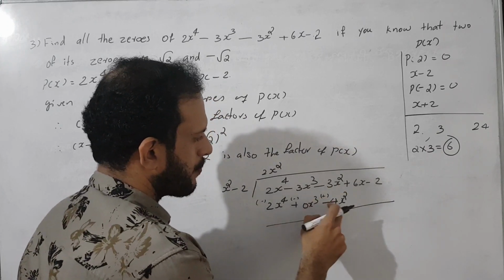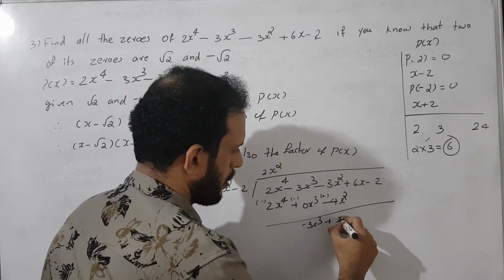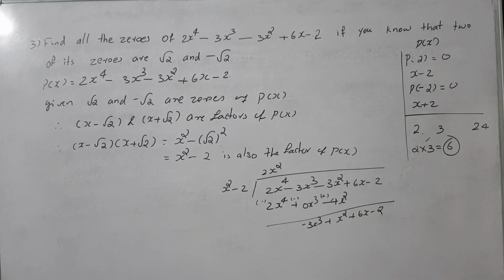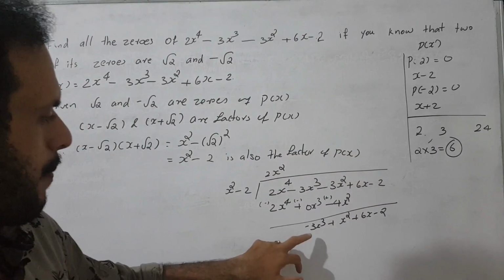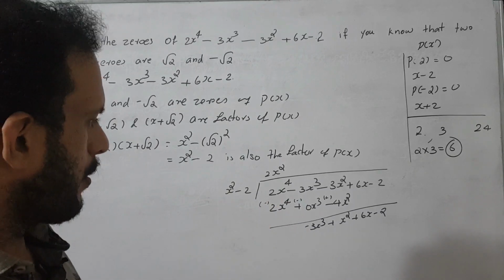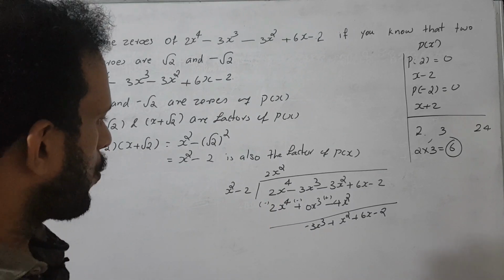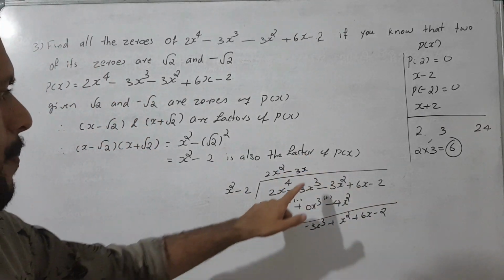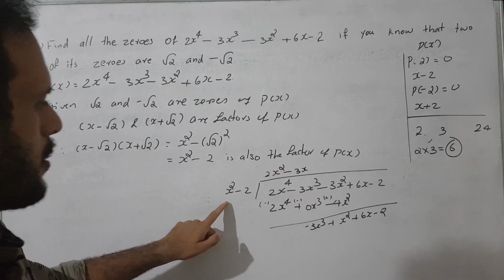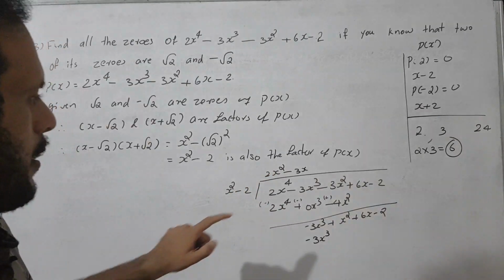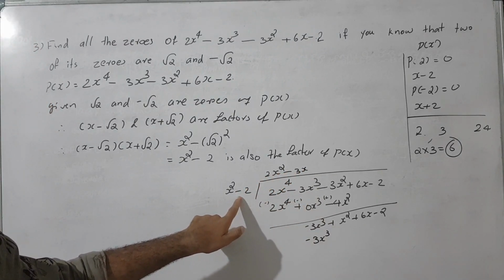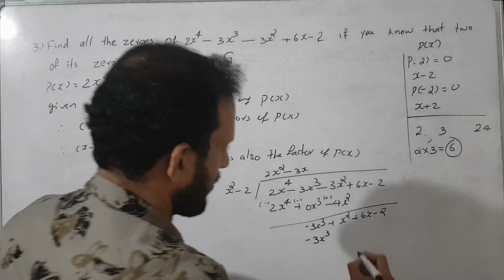Minus 3x square plus 4x square is plus x square plus 6x minus 2. Okay, next we divide minus 3x cube by x square. Minus 3x cube by x square is equal to minus 3x. Then minus 3x into x square is minus 3x cube. Then minus 3x into minus 2 is plus 6x.